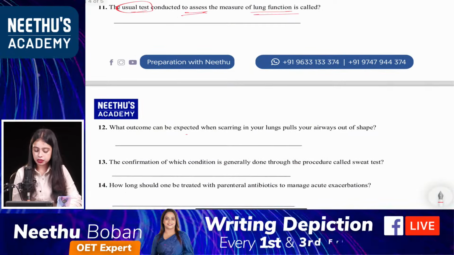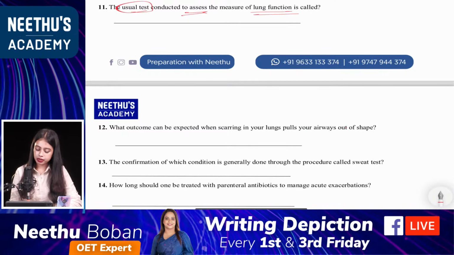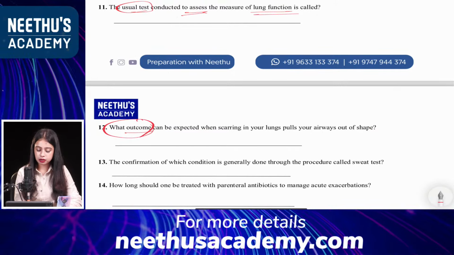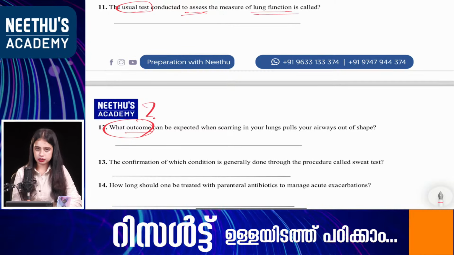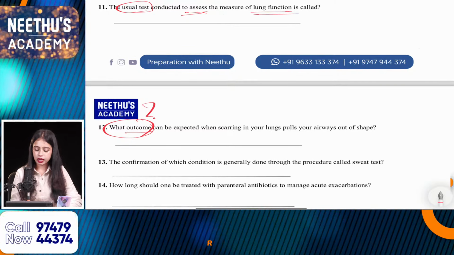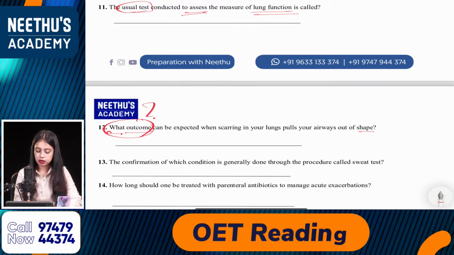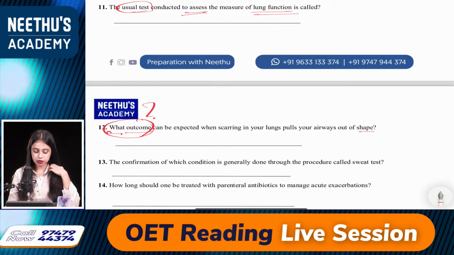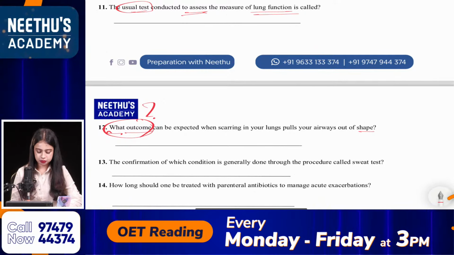What outcome can be expected when scarring in your lungs pulls your airways out of shape? Outcome. So what is the question here? What is the result that you can expect when scarring in your lungs pulls your airways out of shape? So these are my keywords: what, outcome, shape. Okay, I know, lung function test. Very good, dear. So the 12th one. What about the 12th one?